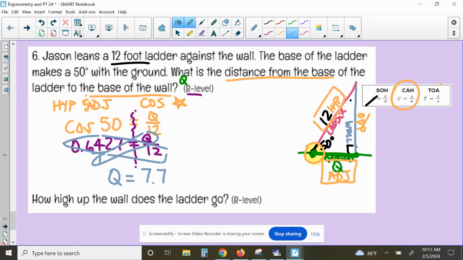So that is 7.7. And this is a story problem, so give me a story answer. 7.7 what? So it is, this down here is 7.7 feet. 7.7 feet. Which seems okay, right? You have your wall, you have your ladder 7 feet away going up. Sounds like it makes sense, right?